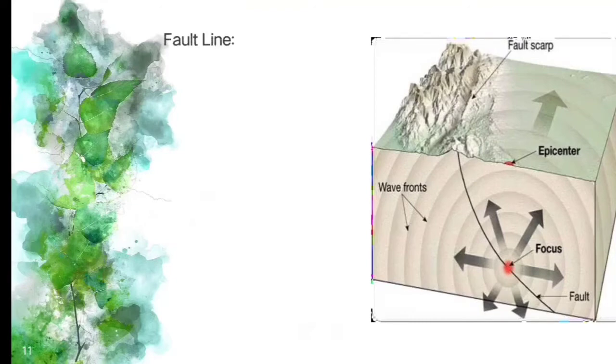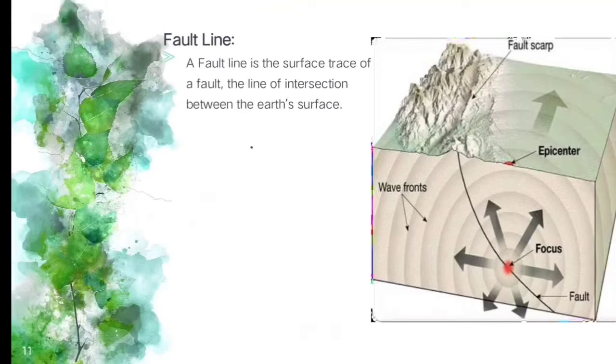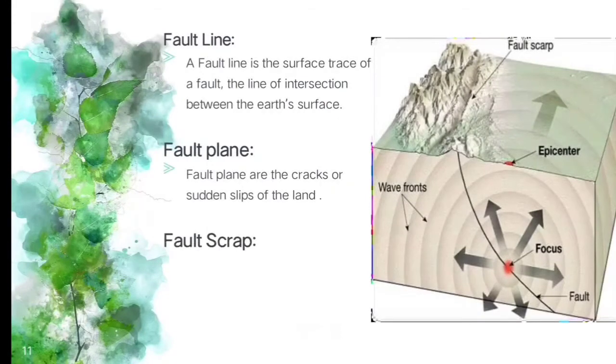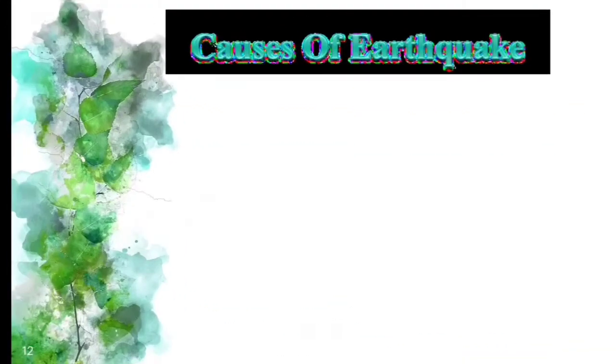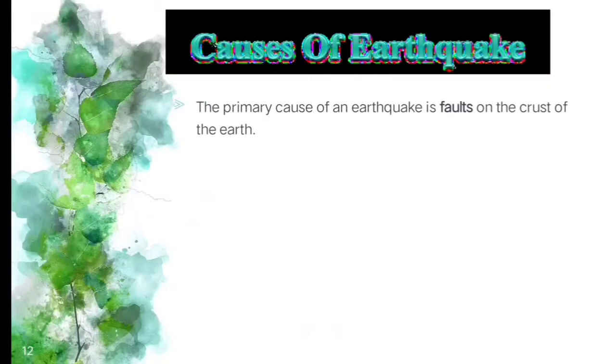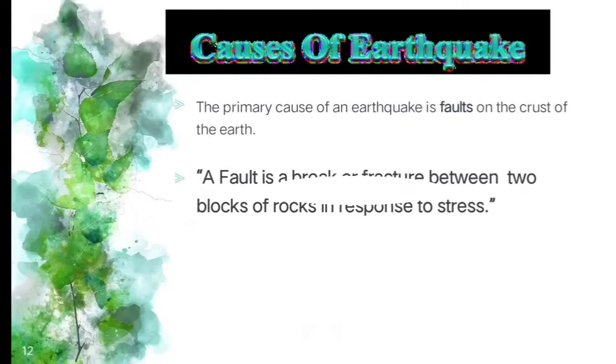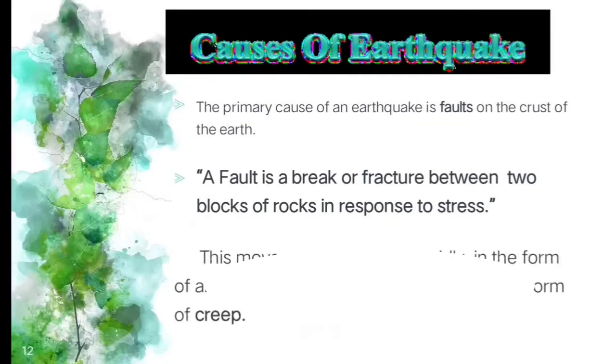And these are some other technical terms to be known. Here we could see the definitions also. You can go through this slide. Causes of earthquake. The primary cause of an earthquake is faults on the crust of the earth. A fault is a break or fracture between two blocks of rocks in response to stress.